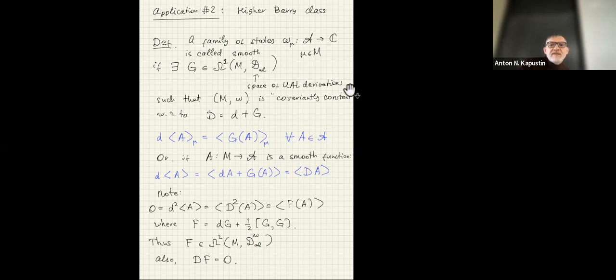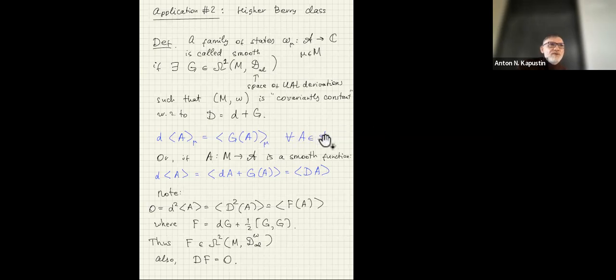I want to say that I have a smooth family of states if there's a family of states parameterized by some point in this manifold, which is covariantly constant with respect to a connection of this sort. Okay, so a globally defined connection one form. What it means is that if I take an average of any observable with respect to this family of states, I get an actual function on the manifold M, and the exterior derivative is given by this.